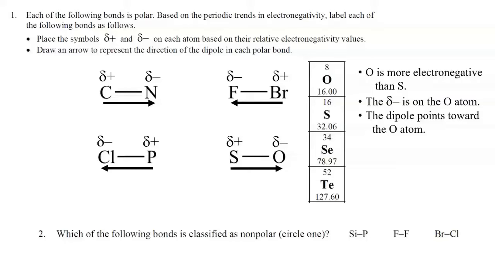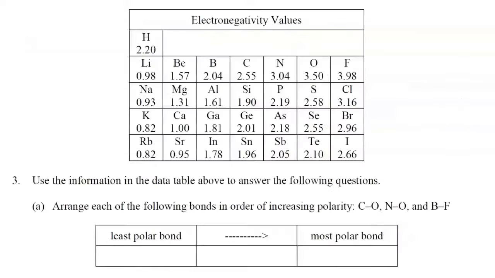Question 2 says, which of the following bonds is classified as nonpolar? So what we're looking for would be a bond in which the difference in electronegativity between the two atoms is very small. So the correct answer is the bond between two fluorine atoms. Anytime you have a bond between identical atoms, that would be a nonpolar bond because the difference in electronegativity would be 0. All right, moving on to question 3.